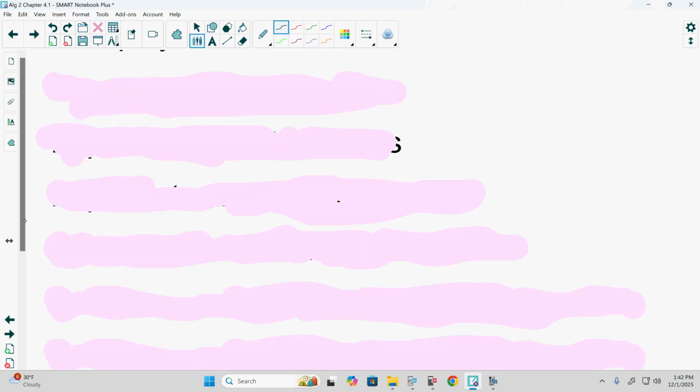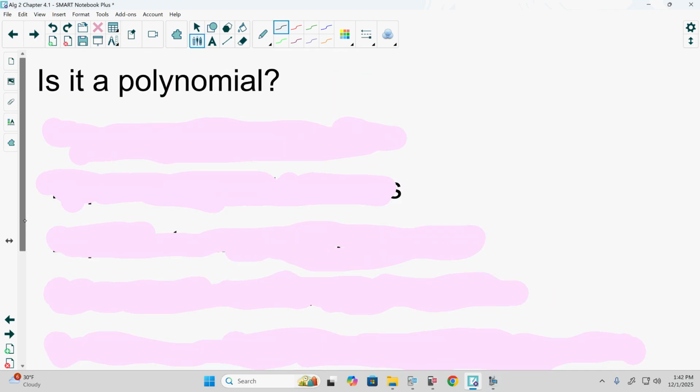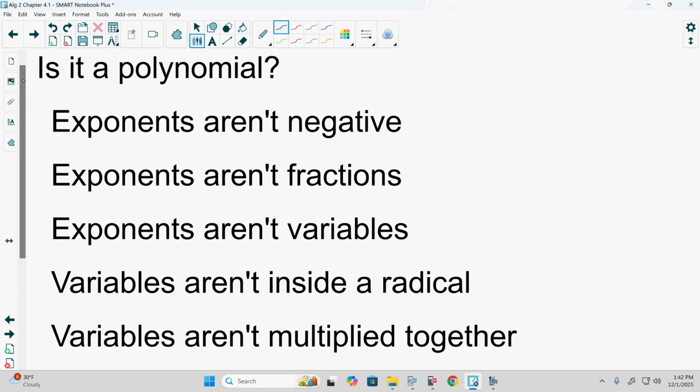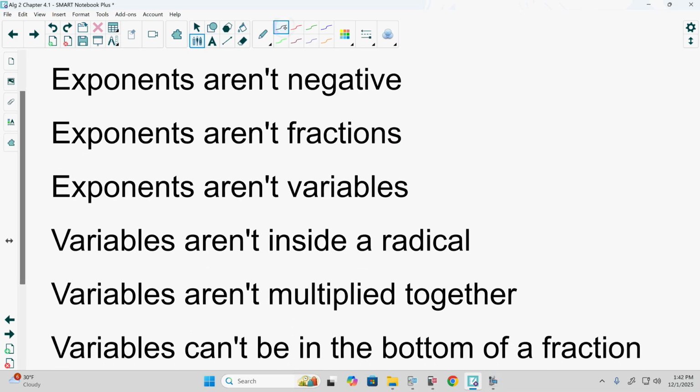Now, the next thing we want to look at is, what is a polynomial function? Is it a polynomial function or a polynomial expression? And I found the easiest way to determine that is figuring out what it's not. What properties will it not have? The first thing, exponents aren't negative. Our exponents attached to variables are not negative. So what that means is that we cannot have x to the negative third power.